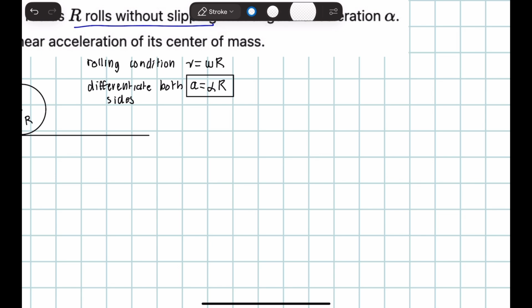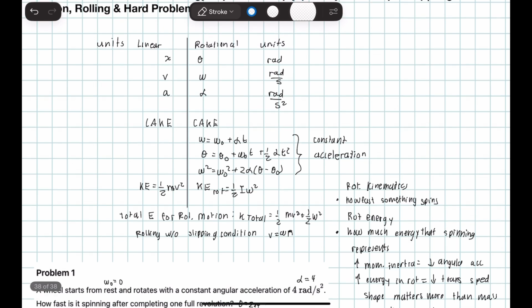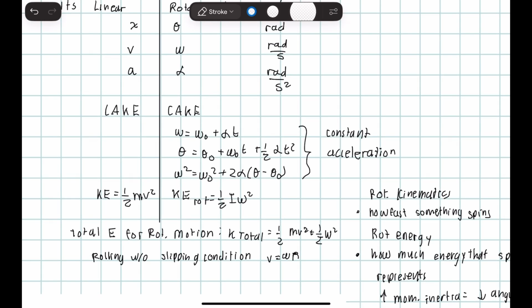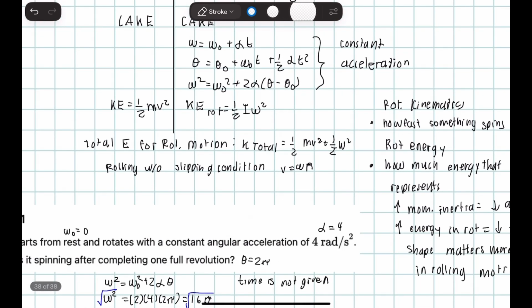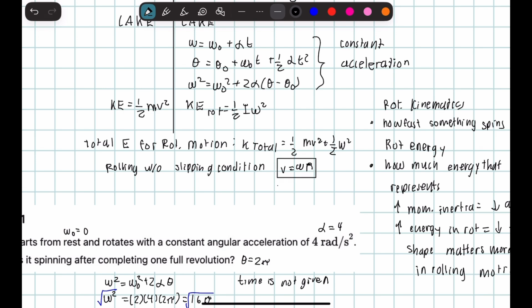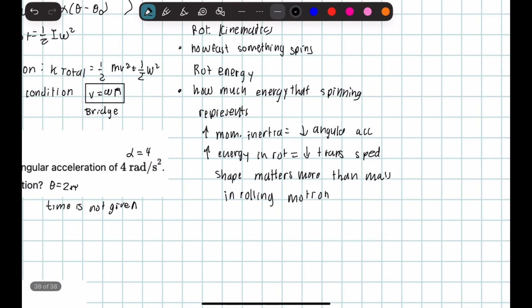So now, overall, for this topic, what you have to remember is that rotational kinematics mirrors linear kinematics. And you have to use the angular accelerations when acceleration is constant only. So these are only constant acceleration. It only applies when you have constant acceleration. And remember that V equals WR. This essentially is your bridge. This connects everything. This is your bridge. Again, remember that shape matters more than mass in rolling motion.